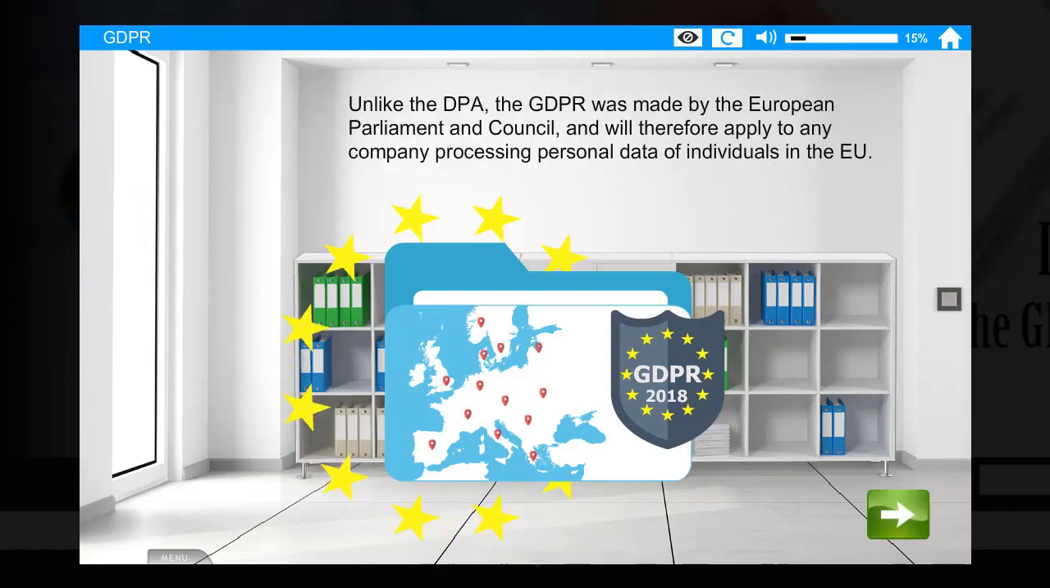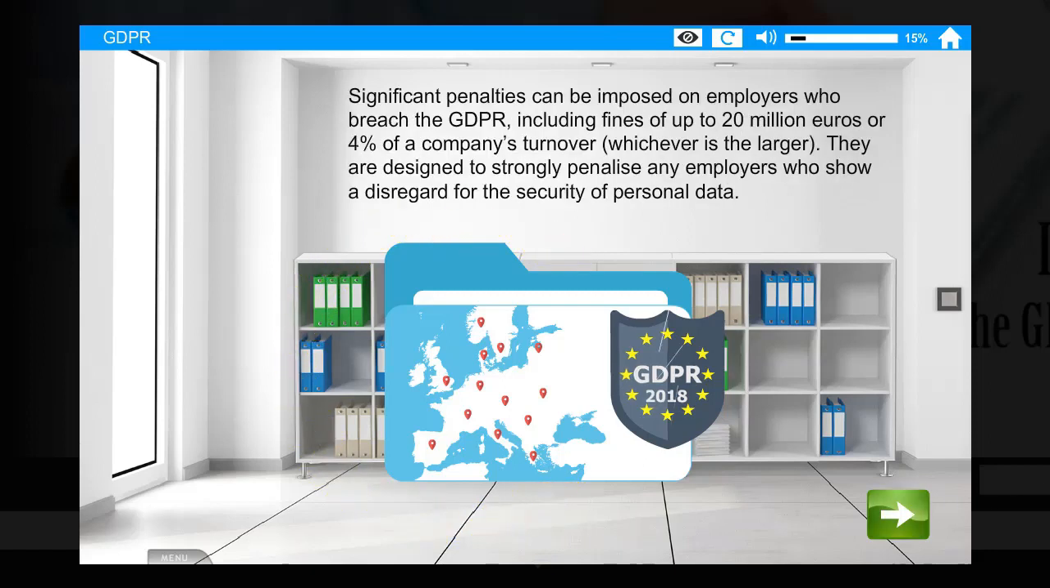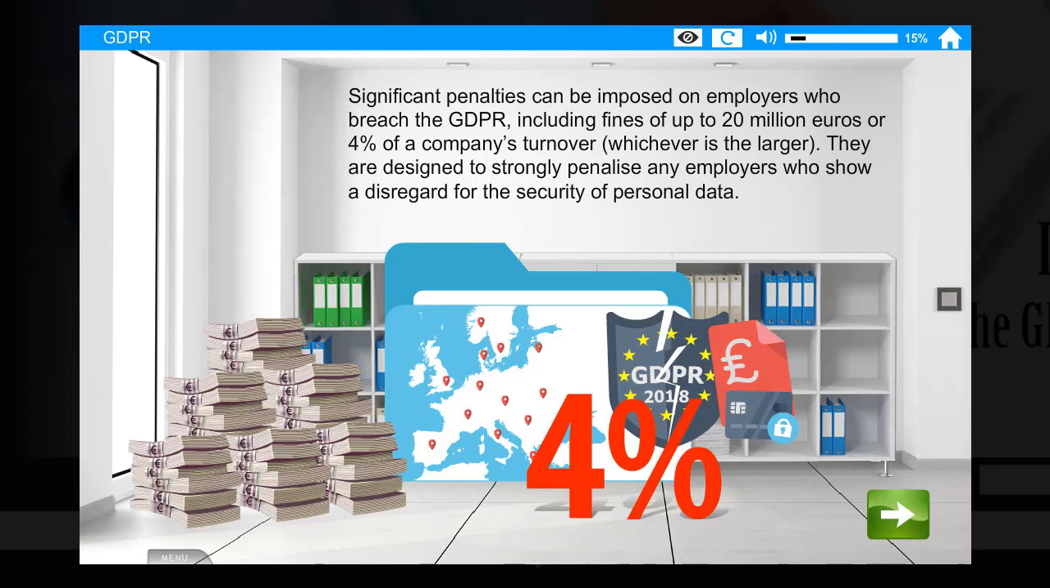Unlike the DPA, the GDPR was made by the European Parliament and Council and will therefore apply to any company processing personal data of individuals in the EU. Significant penalties can be imposed on employers who breach the GDPR, including fines of up to €20 million or 4% of a company's turnover, whichever is the larger. They are designed to strongly penalise any employers who show a disregard for the security of personal data.